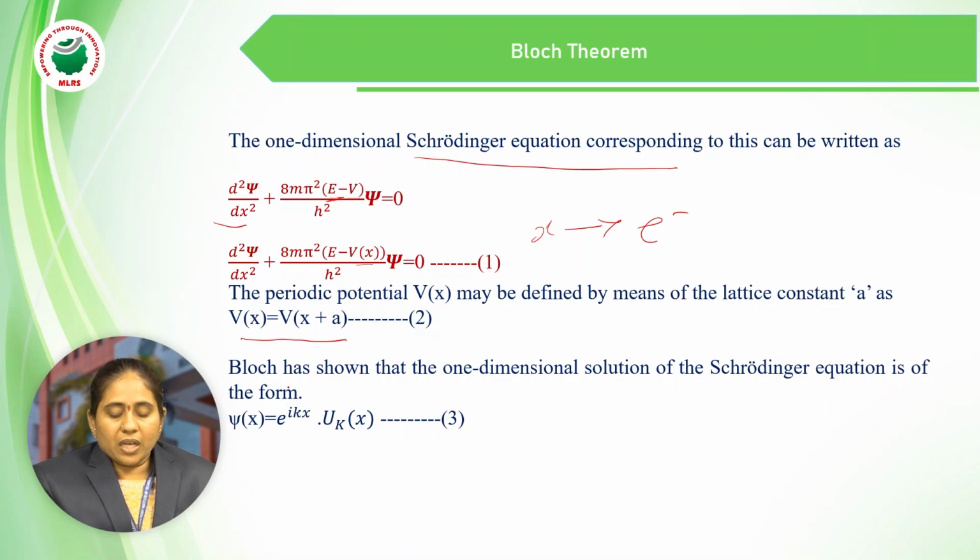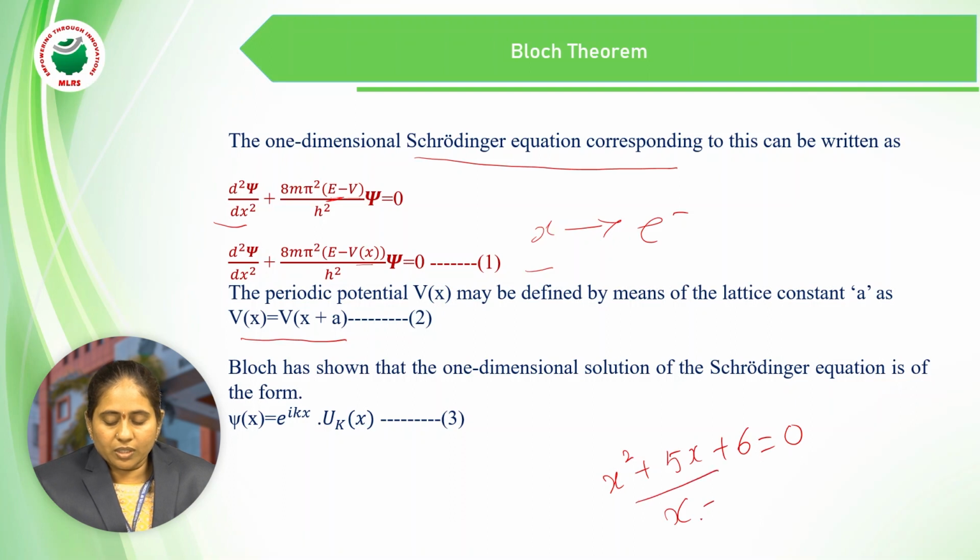Next, Bloch has shown the solution of this equation 1. How did he take the solution of equation 1? Suppose the equation is x square plus 5x plus 6 is equal to 0; the solution of the equation is the values of x. There are two values of x. So here also the equation is in terms of the wave function psi. So psi is the solution of equation 1.